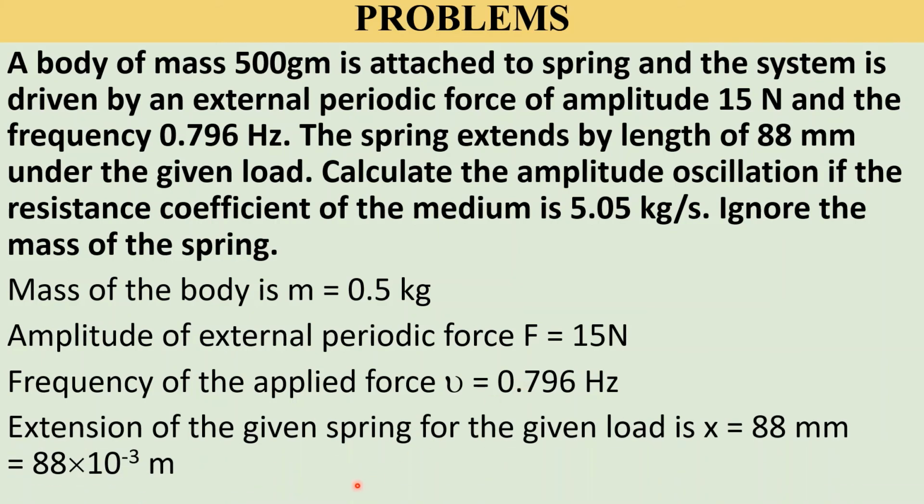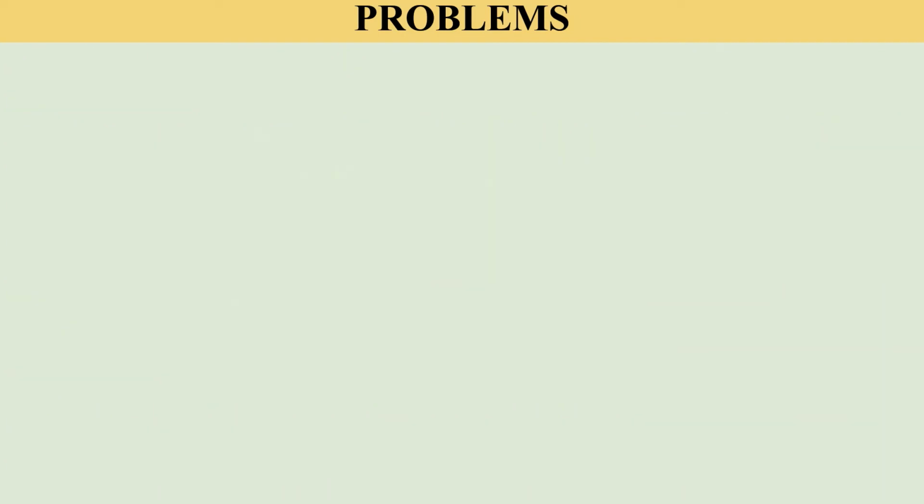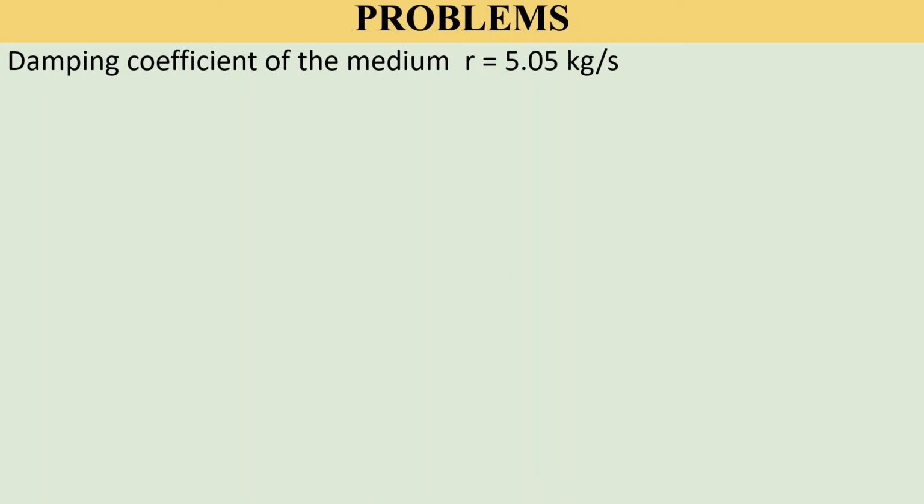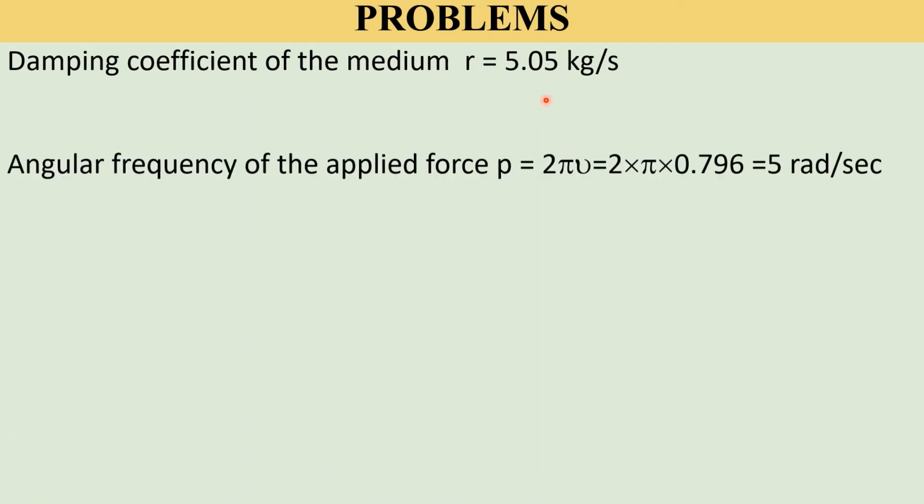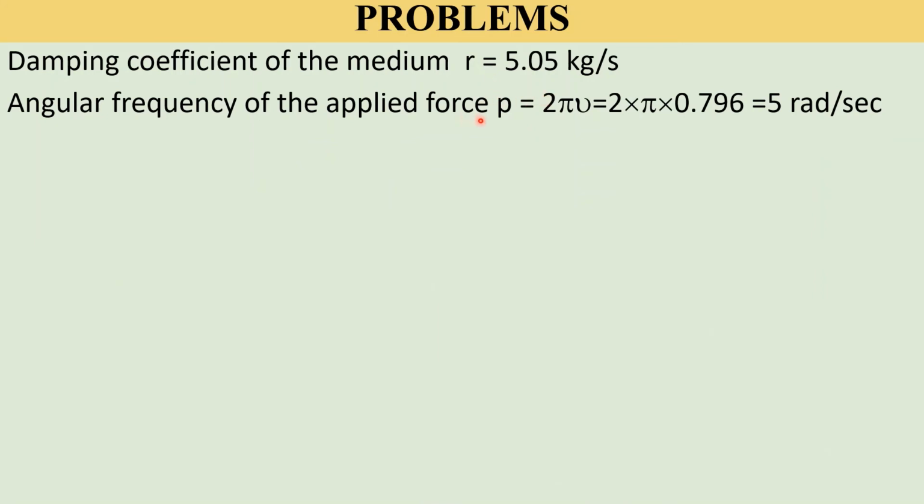The extension of the given spring for the given load is X is equal to 88 millimeter. So that is equal to 88 into 10 to the power minus 3 meters. Now the damping coefficient of the medium is R is equal to 5.05 kg per second. The angular frequency of the applied force is given by p is equal to 2 pi nu. Nu is given, that is 0.796. So 2 pi into 0.796 is equal to 5 radians per second.